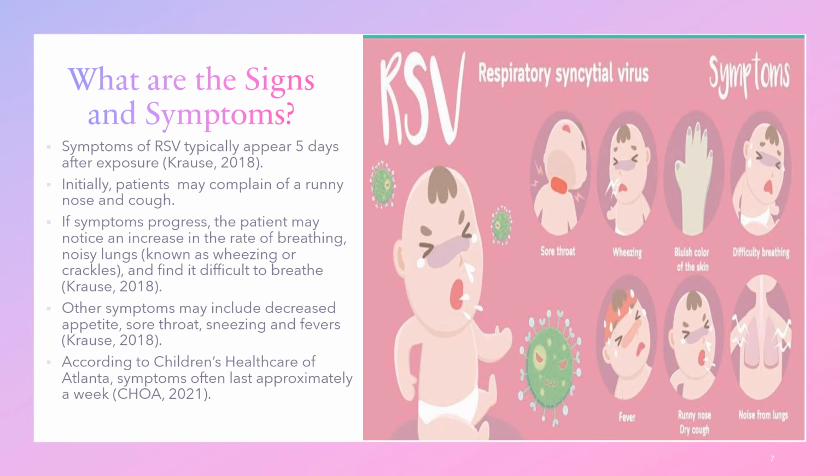What are the signs and symptoms? Symptoms of RSV typically appear 5 days after exposure. Initially, patients may complain of a runny nose and cough. If symptoms progress, the patient may notice an increase in the rate of breathing, noisy lungs, known as wheezing or crackles, and find it difficult to breathe. Other symptoms may include decreased appetite, sore throat, sneezing, and fevers. According to the Children's Healthcare of Atlanta, symptoms often last approximately a week.